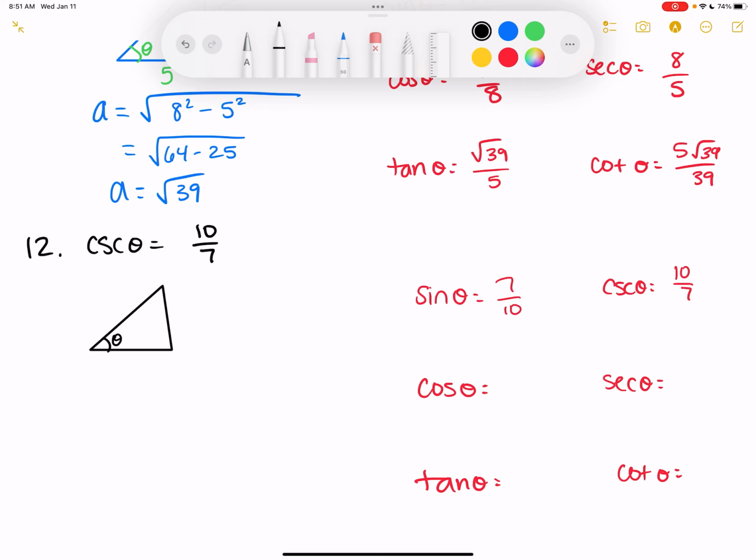So that being said, what numbers are going where on my chart? 7 goes on the straight line over here? Yes, and then 10 goes on the hypotenuse. Yep.